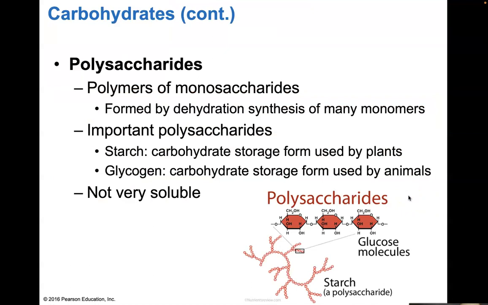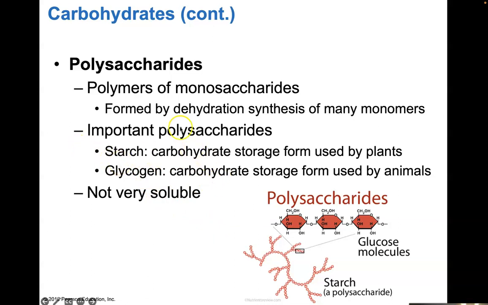And then of course, polysaccharides are these polymers of many monosaccharides put together through these dehydration synthesis reactions. Starches are carbohydrate storage that's used by plants. And so there'll be these really complex polymers of carbohydrates. Really, that's what starches are. They're really complex polysaccharides. And then glycogen is the carbohydrate storage that's used by animals.